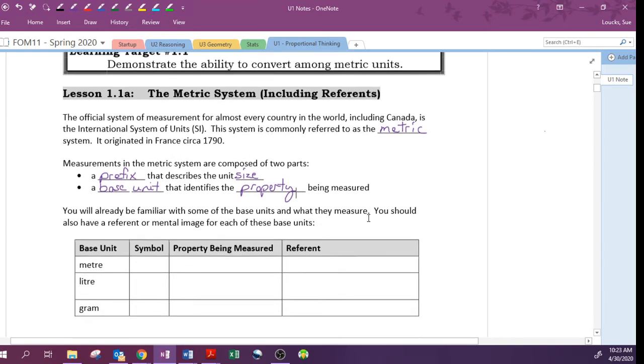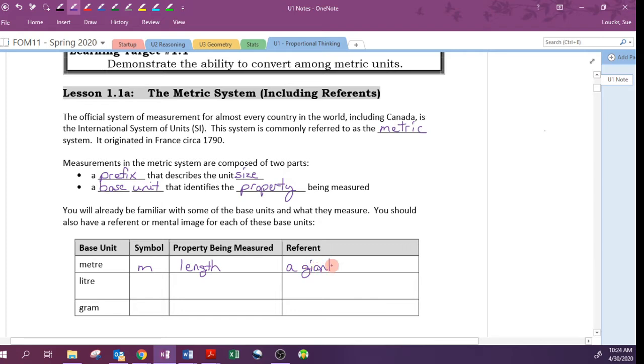So you're probably familiar with the units meter, liter, and gram. Meter is abbreviated with a lowercase m, and it's measuring length. And a referent is sort of a picture you can have in your head of how big is a meter? What does a meter look like? It's about a giant step. And that, of course, is going to depend on how tall you are. Also, a doorknob is typically a meter above the floor. So there, you got a visualization of a meter.